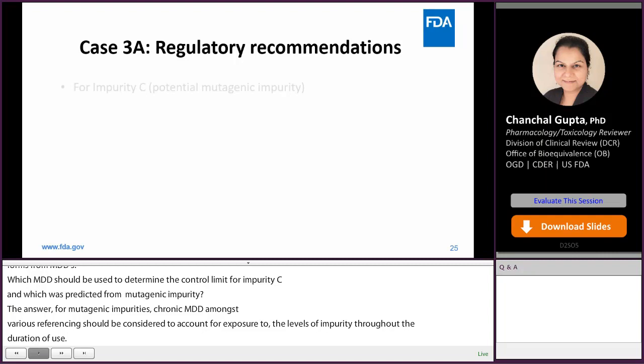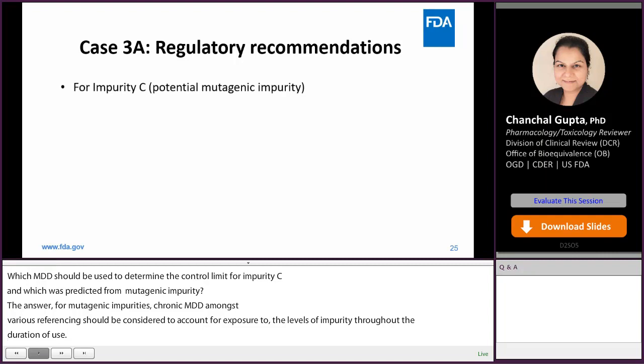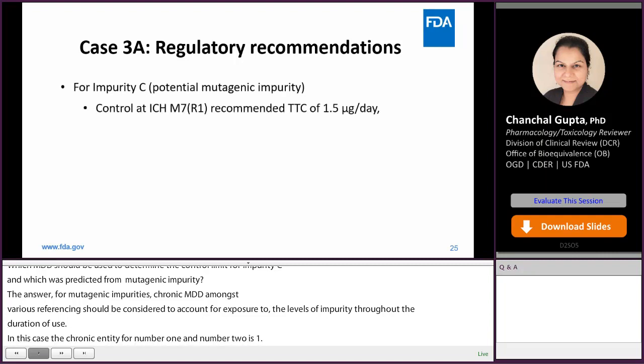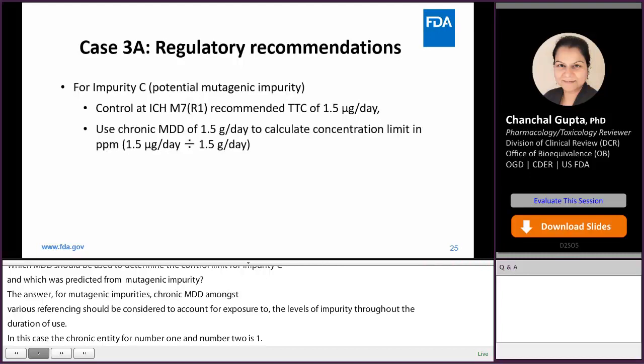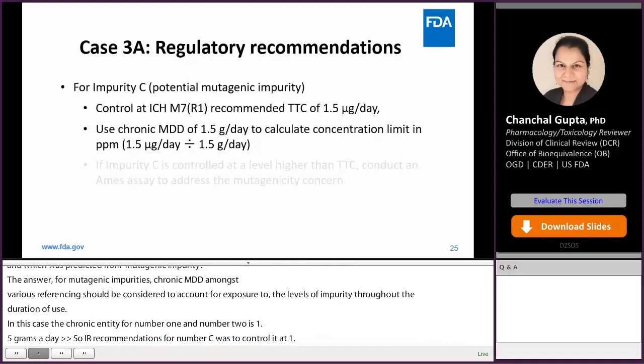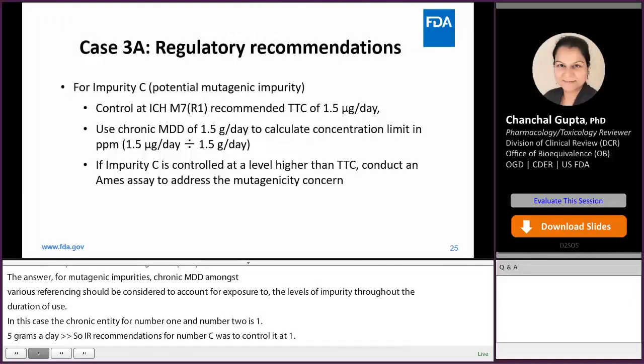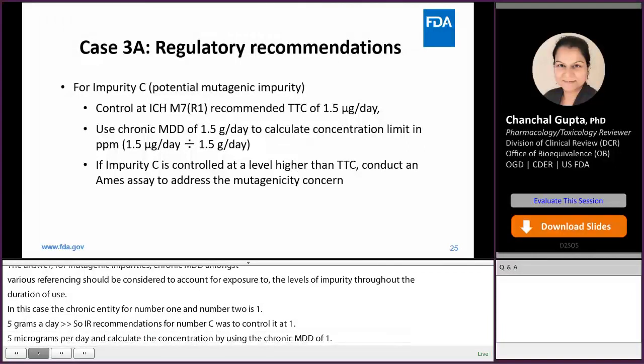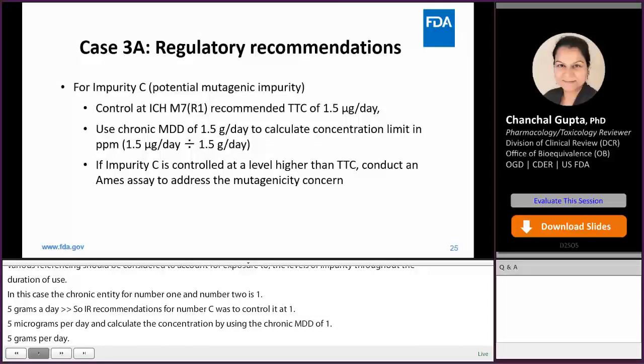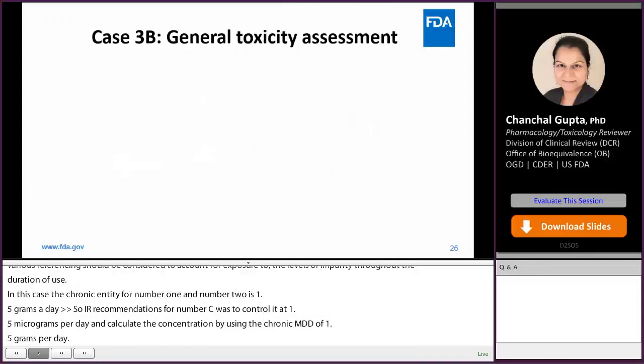So our recommendations for impurity C were to control it at the TTC of 1.5 microgram per day and calculate the concentration limit by using the chronic MDD of 1.5 gram per day, or conduct an Ames assay to address the mutagenicity concern if impurity C is controlled at a level higher than the TTC. We then evaluated the general toxicity.